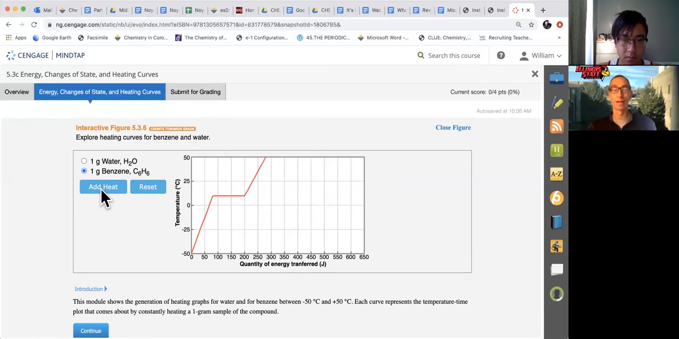Red line. What does this tell us? Well, it looks a little bit the same shape. It's got this part where as we're adding energy to it, as we're going across horizontally, it's also going up vertically. So this is probably solid benzene warming up to the next stage. I wonder if that's actually solid benzene or liquid benzene.